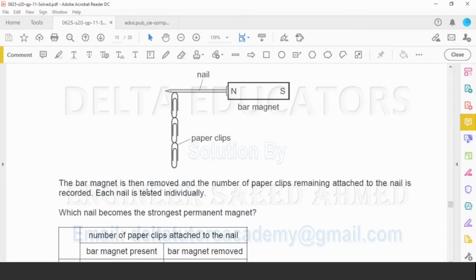The bar magnet is then removed. This bar magnet is then removed and the number of paper clips remaining attached to the nail is recorded. Each nail is tested individually. Which nail becomes the strongest permanent magnet?